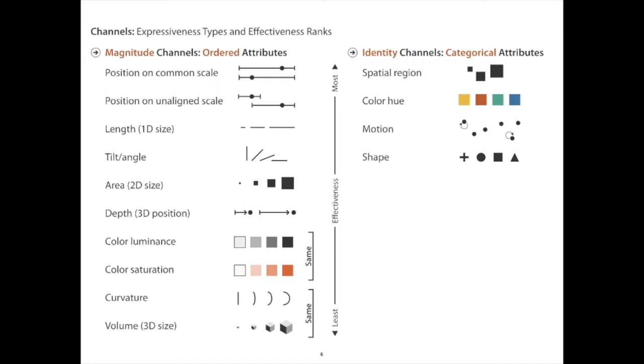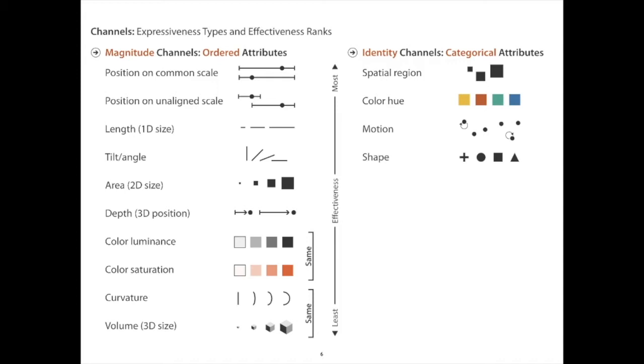So even if those scales are unaligned and they don't even have to be the same length, we can easily compare the position on an unaligned scale as well. The next most effective is length, so the one-dimensional size. Then comes the tilt. Be aware that area is less effective than tilt. You might wonder, because tilt is already somewhat ineffective. But that's the case because the human brain is very bad at understanding and judging areas.